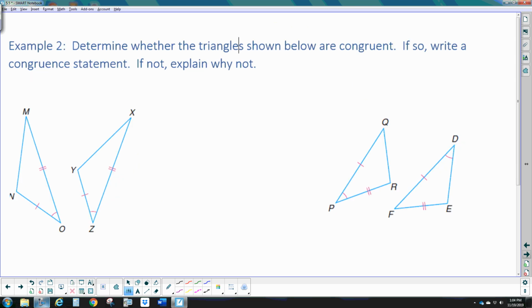Okay, let's look at this last example. In this example, we're determining whether or not the triangles are congruent. So we have the two triangle shortcuts. We have side, side, side, or side, angle, side. If we're given all three sides of a triangle congruent to all three sides of another triangle, then we can show that the triangles are congruent by side, side, side. To use side, angle, side, remember we have to have the included angle.